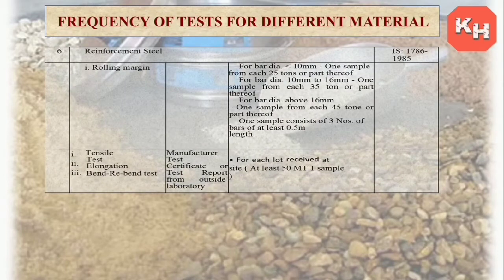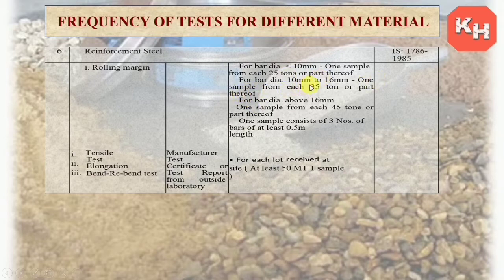And now reinforcement steel. For reinforcement steel, first we see the rolling margin. Rolling margin for bar diameter less than 10 mm: one sample of each bar from 25 tons, that is, one sample from each 25 tons or part thereof.